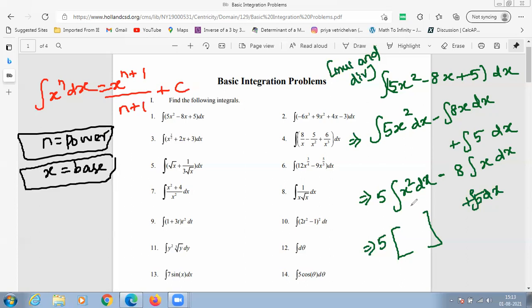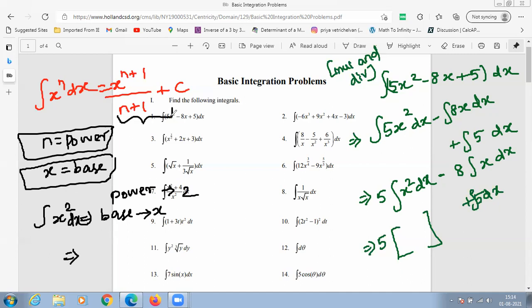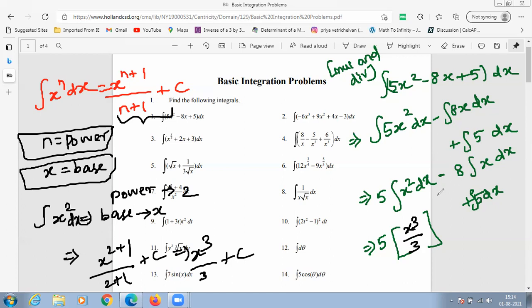Okay. So here you are integrating x square, right? So when you integrate x square, we'll write the base and power separately. The base is x, the power is 2. So if I substitute in this formula, I forgot to put dx. If I substitute in this formula, it's going to be x power 2 plus 1 upon 2 plus 1 plus c. So it's going to be x power 3 by 3 plus c. So I'll be writing the x square as x power 3 by 3. So the integration is done. And you don't have to put plus c every time. You can put that at the final step.